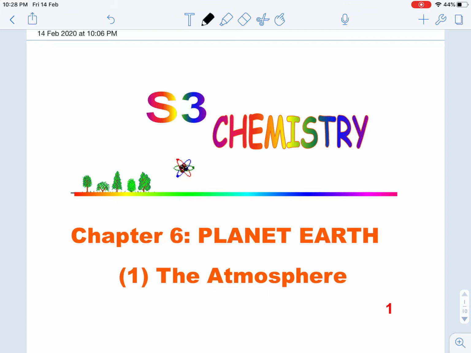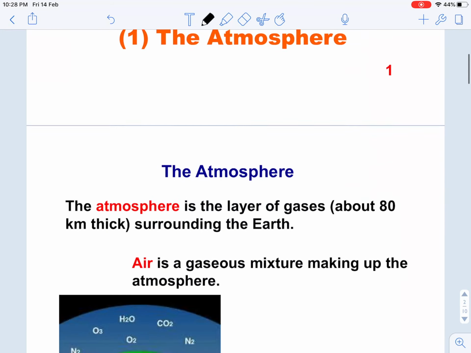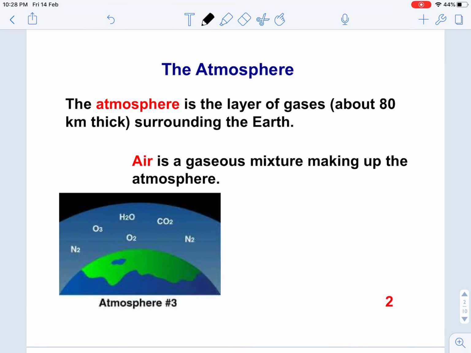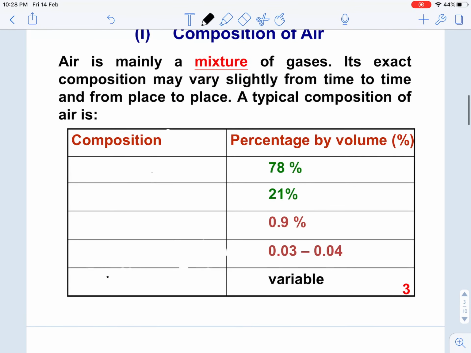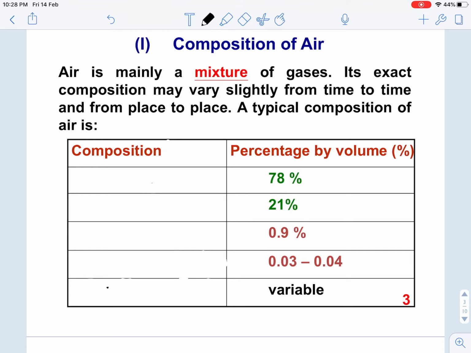Hi everyone, welcome to Chemistry, Chapter 6, Planet Earth, Part 1, the Atmosphere. What is atmosphere? It is a layer of gases surrounding the Earth. It contains different gases. In Form 2, you have learned the components of the air. So now please complete the table below.